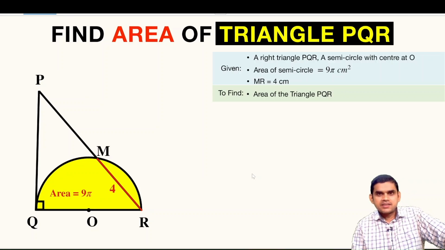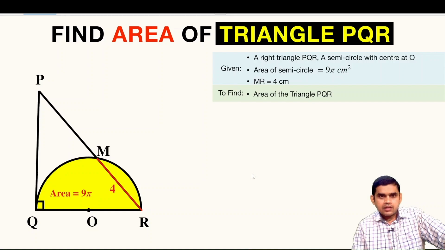Today I am back with another interesting question. So let us quickly see the problem statement. Here a right triangle PQR is given and we can see a semicircle with center at point O. The area of this semicircle is 9 pi centimeter square. MR is given as 4 centimeter and we are asked to find the area of triangle PQR.